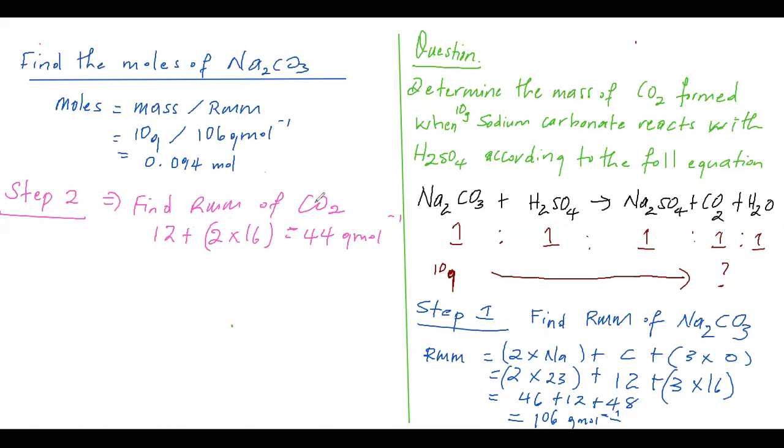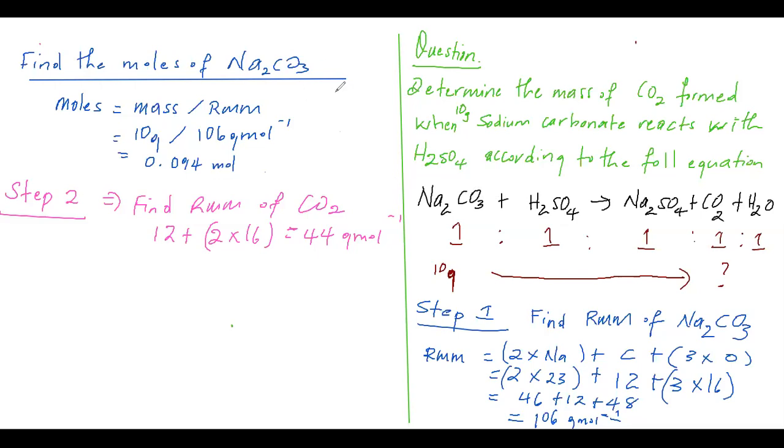Miss, find the moles of CO2. Okay, so how am I going to find the moles of the CO2 now? Mass over RMM, we can't use that, because we don't have a mass for the CO2. The question didn't give us a mass, because that's what the question wants us to give them: the mass of CO2. So how do we get a mole for the CO2 now? Any ideas?